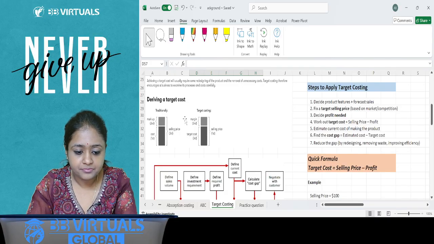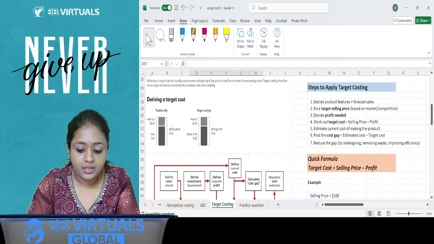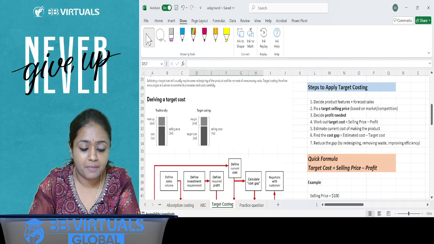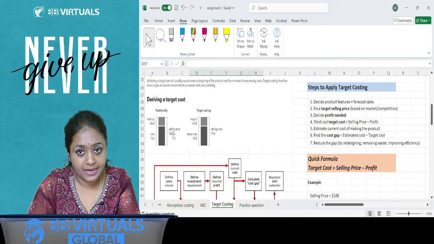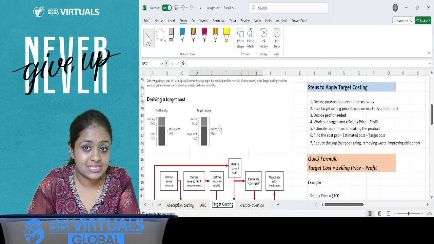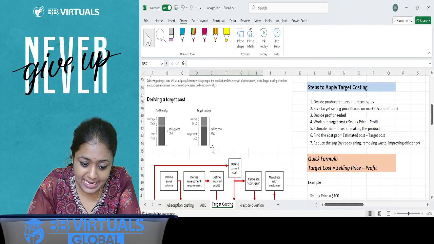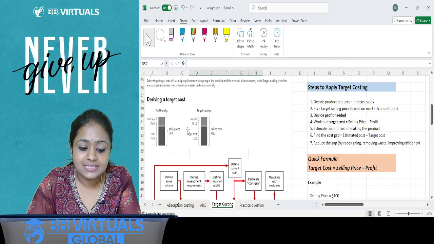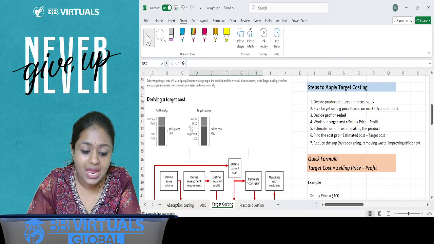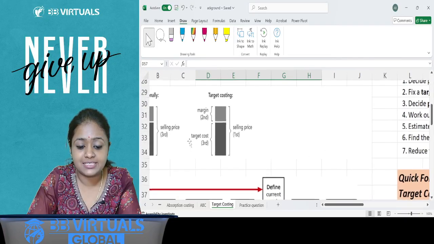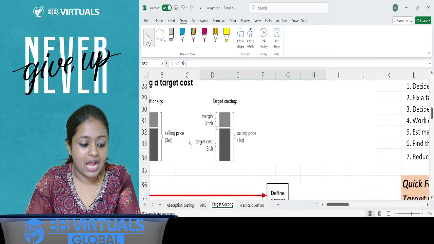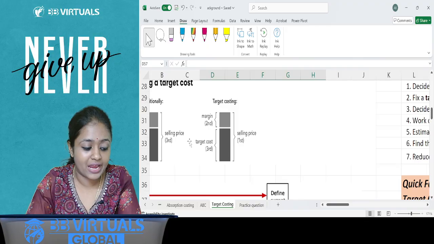Traditionally, what we do is, we have a cost. On this we add a markup and we get the selling price. Target costing says, boss, first fix your selling price. The second step is to fix your margin, and then you arrive at the target cost. Okay, this is what is suggested by target costing. I hope it is absolutely clear for everybody.